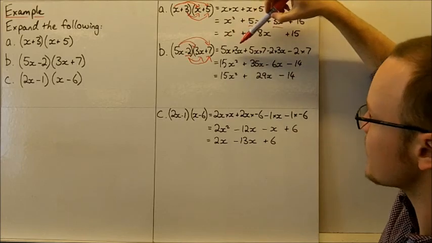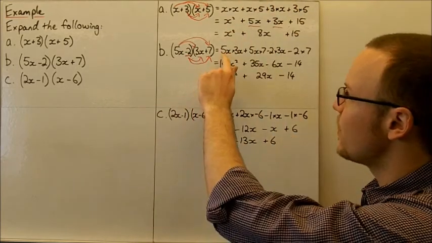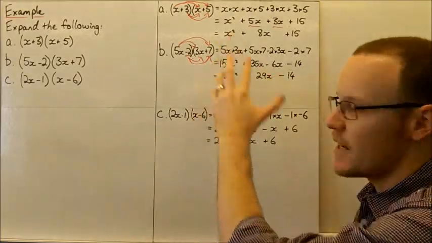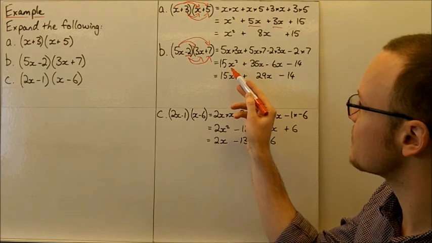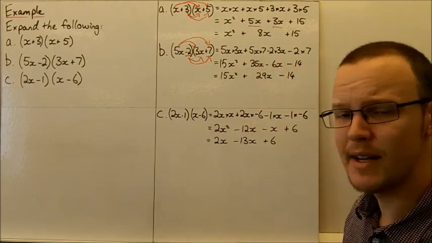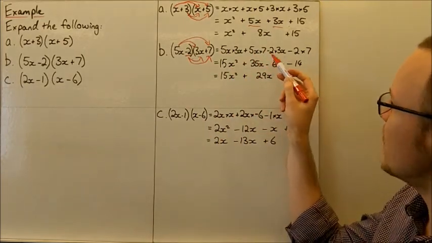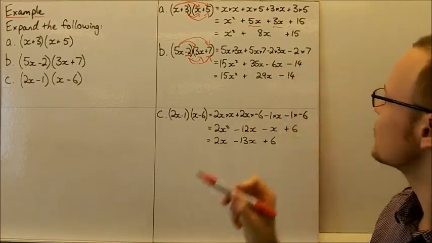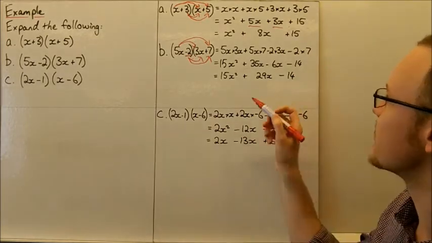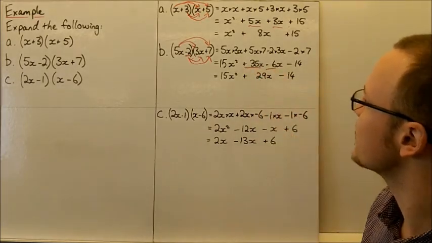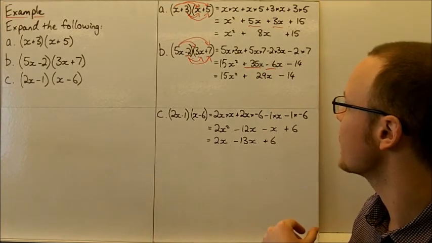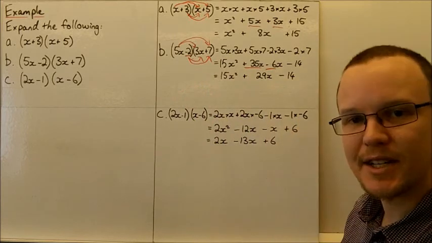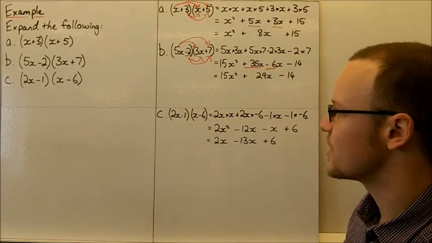So here 5x times 3x is the same as 5 times x times 3 times x. 5 times 3 is 15, x times x is x squared, so that's 15x squared. 5x times 7 is 35x. Minus 2 times 3x is minus 6x. And minus 2 times 7 is minus 14. We collect the like terms, the 35x and subtract 6x, and we get 29x. So that's the expanded form: 15x squared plus 29x minus 14.